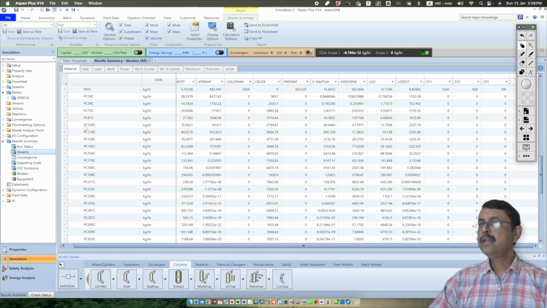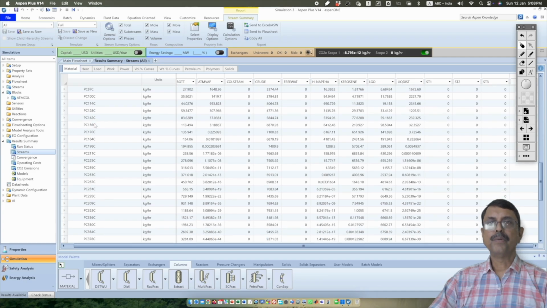Now, what we need to find out is what are the rate of these pseudo components. Okay. So pseudo components, 87C, the flow rate is 16.3852 kg per hour. That means 16.3852 kg of heavy naphtha will boil at 87 degree centigrade. So that's what it means.